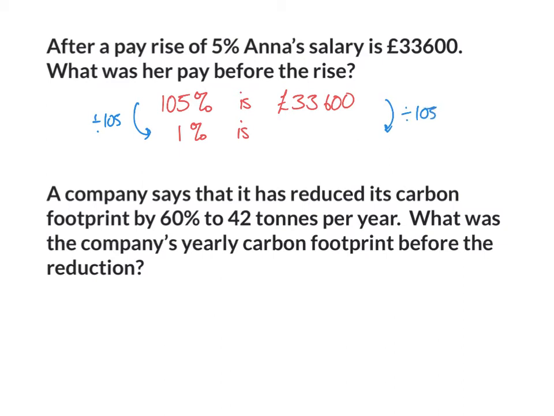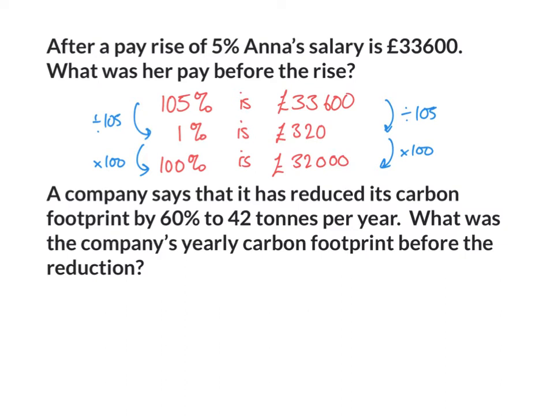We divide by 105. So to get to our answer, we also divide by 105. And so when we do that, 33,600 divided by 105 is £320. Now, the original amount was the original 100%. So, again, if I want to have 1% and I want to get 100%, I multiply by 100. And so we're going to do the same on this side as well. We're going to multiply by 100 and say then that's £32,000. That was the original pay.